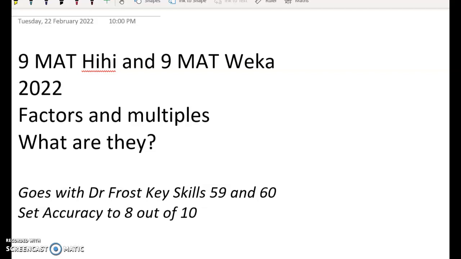So I'm going to go all the way back to basics on factors in this one, and then once you've got the hang of it, I want you to go to Dr. Frost and do key skills 59 and 60. Set your accuracy to 8 out of 10 right. We want this skill to be absolutely fluent so that when we get onto fractions, you've got a really good understanding of what multiples are and what factors are.